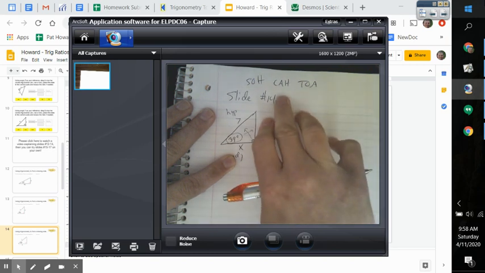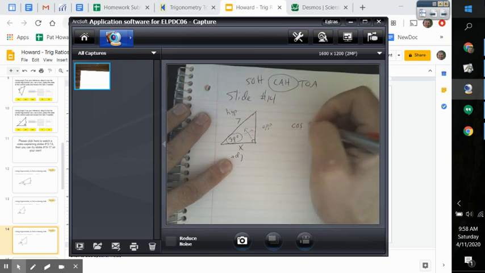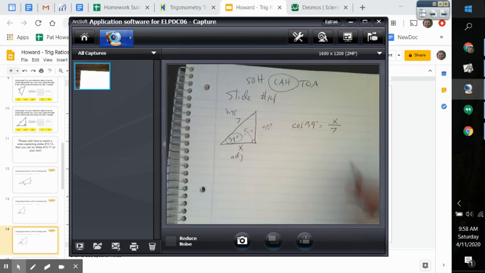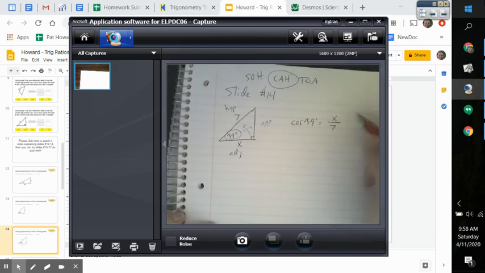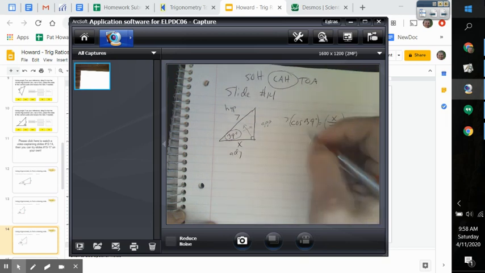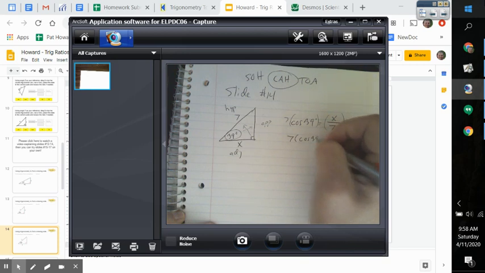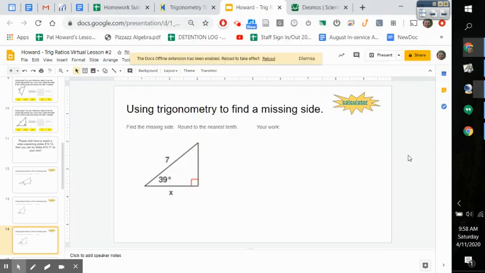All right. CAH. So cosine of my angle, you always got to put the angle next to it, equals A over H, x over 7. Where is X at? Well, X is on top. This is one of the nice ones. This is the easy one. To get rid of the divide by 7, multiply both sides by 7. So we're going to get 7 times cosine 39 degrees equals X. Okay, that's supposed to be a 9 there. My handwriting's terrible. All right, so 7 cosine 39.